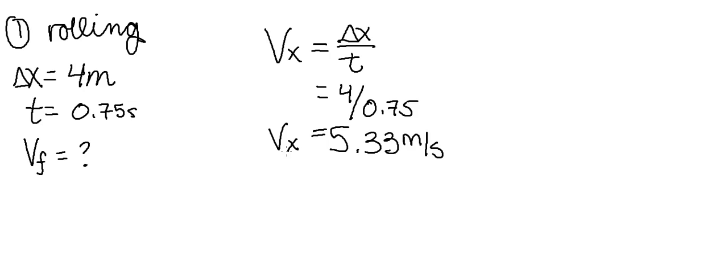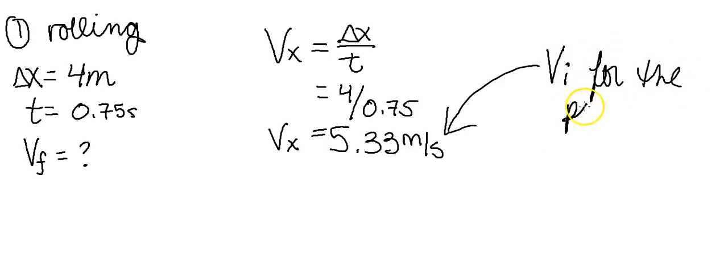Now since this is the final velocity of the rolling interval, that means that this is the v initial for the projectile, if that makes sense. So since this is what we end the last interval with, this is what we're going to begin the next interval with.